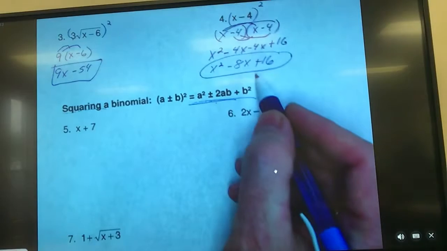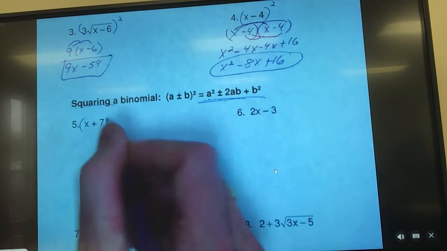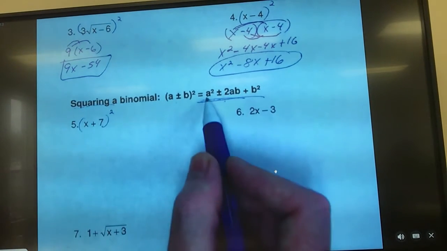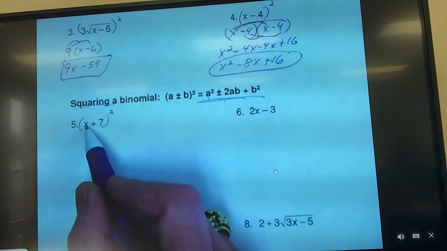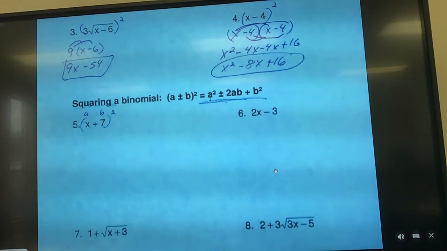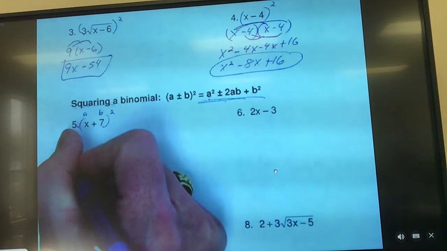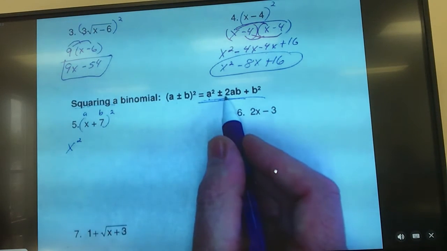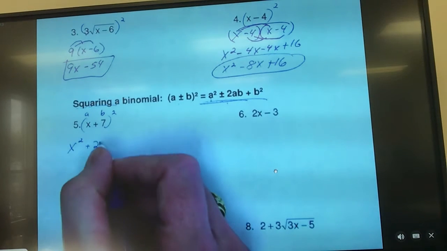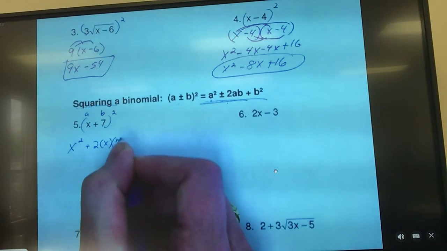All right, so here we go. So this guy here, it's telling me take your a and square it. So if I took all this and said it's squared, right? Just like it says to do, squared. Then I'm going to take the a, which is the first one. If you need to label them, this is a, this is b. Okay? So a squared, what is a squared? X squared. Now it says 2 times a times b. So I'm going to go, and it's a plus, so I'm going to go ahead and put plus 2 times a, which is what? X times b, which is 7.